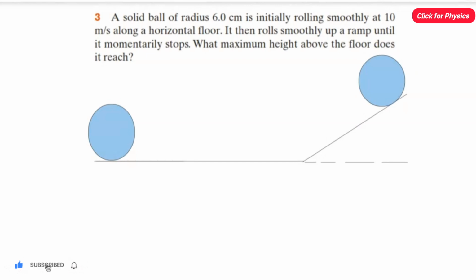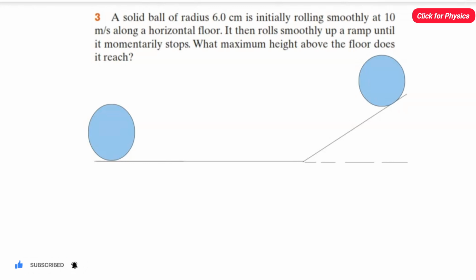So here, let's see the figure first. What is given in the figure? We have a ball, which is a solid ball. The shape of the ball is nothing but a sphere, right? So we have a solid ball with a radius of 6 centimeter, which is initially rolling smoothly on the horizontal surface.